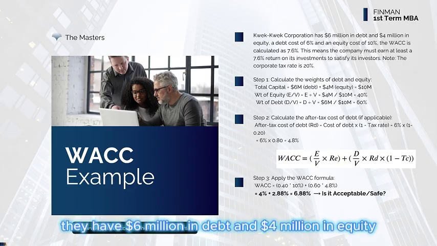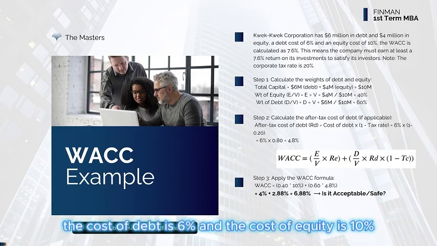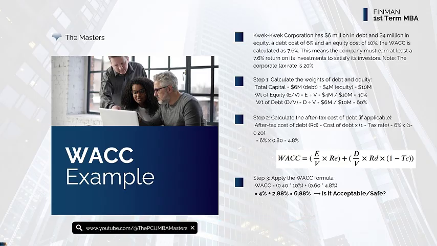They have $6 million in debt and $4 million in equity. The cost of debt is 6%, and the cost of equity is 10%. The corporate tax rate is 20%. Step 1. Calculate the weights. Total capital is $10 million, 6 million debt plus 4 million equity. Weight of equity, E over V, is 40%, 4 million over 10 million. Weight of debt, D over V, is 60%, 6 million over 10 million.